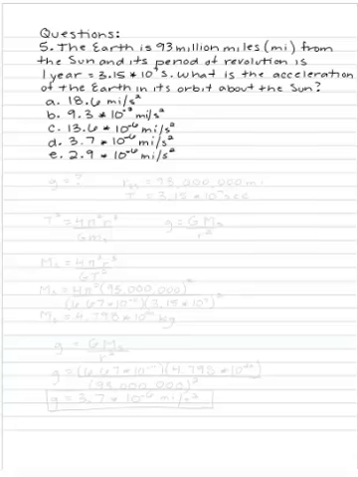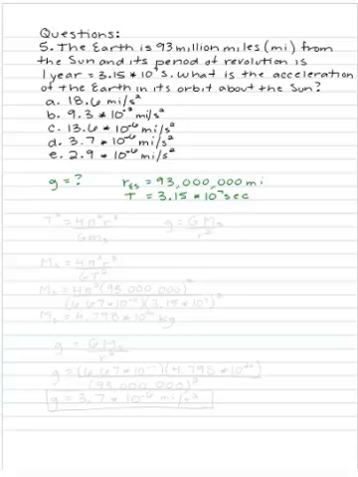Our first problem is number 5 from the multiple choice section, and it is: the Earth is 93 million miles from the Sun, and its period of revolution is 1 year equals 3.15 times 10 to the 7th seconds. What is the acceleration of the Earth in its orbit about the Sun? In this problem, we're trying to find g, and they give us the radius from the Earth to the Sun, which is 93 million miles, and the period, which is 3.15 times 10 to the 7th seconds.